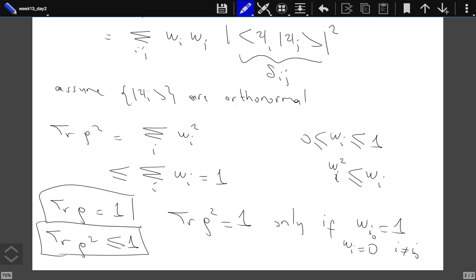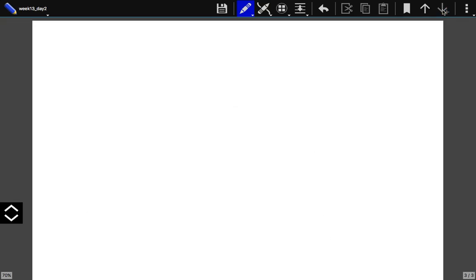So basically, this is one way of looking at whether a state is a pure state or not. You see, the problem is, let's assume we have a pure state.